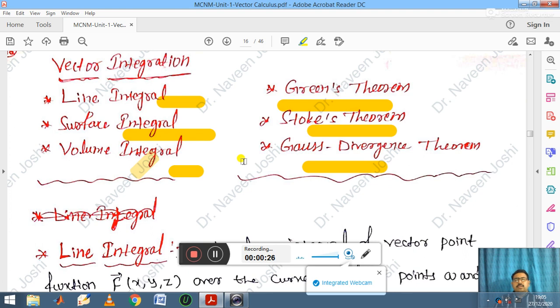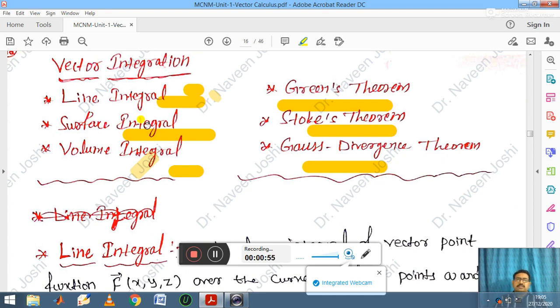Okay, here the transformation between line integral and surface integral we are going to study by Green's and Stokes theorem, and the transformation between surface integral and volume integral we are learning by Gauss divergence theorem. So therefore if you understand the line integral concept well, you can easily solve the problems related to Green's and Stokes theorems.